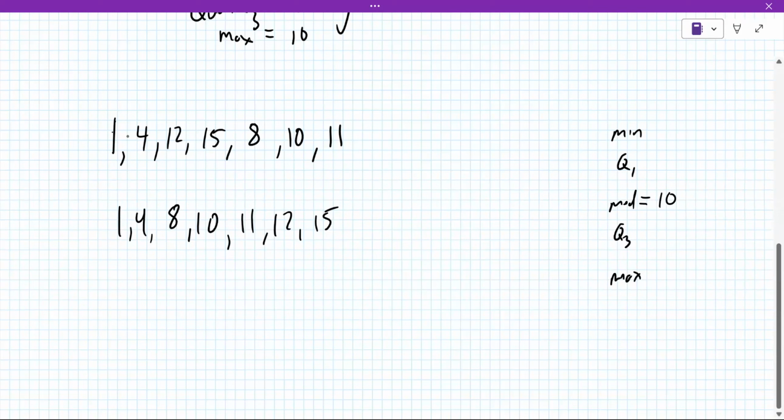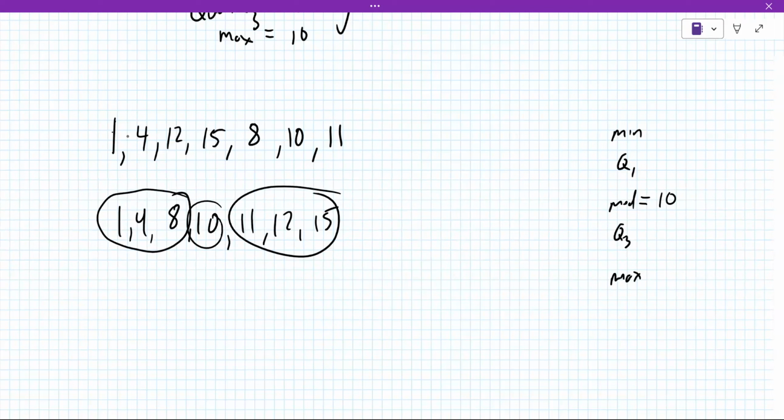All right. And then what I like to do is kind of circle those upper and lowers. Is there a middle number this time for each of those? Yes. 4 and 12. What's the min? What's the max? 1 and 15. Yes. Very good.